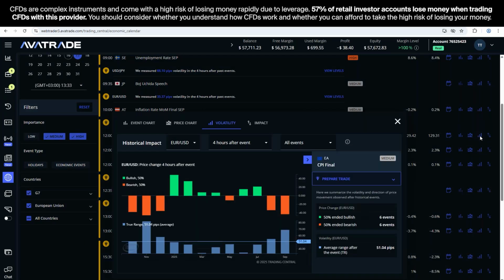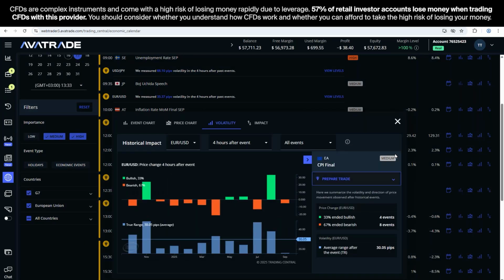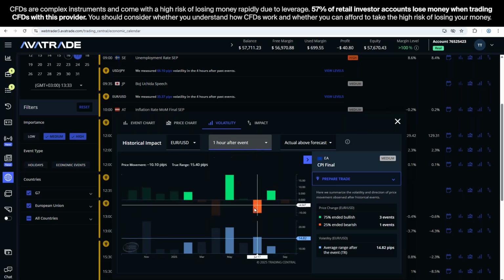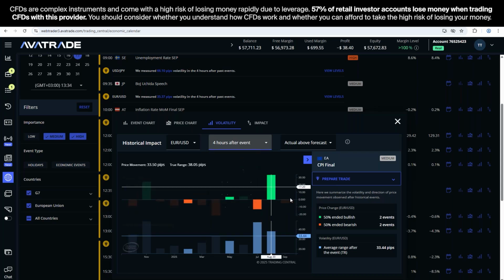If we look at the CPI data, we might see something similar. If we look at above forecast, it's 50-50 after 4 hours. After 1 hour, 75%. So if the CPI comes in above forecast in the first hour, it's a strong movement, a strengthening of the euro. But that fizzles out after an hour. After 4 hours, only one is still up. The rest fizzled out or are down.